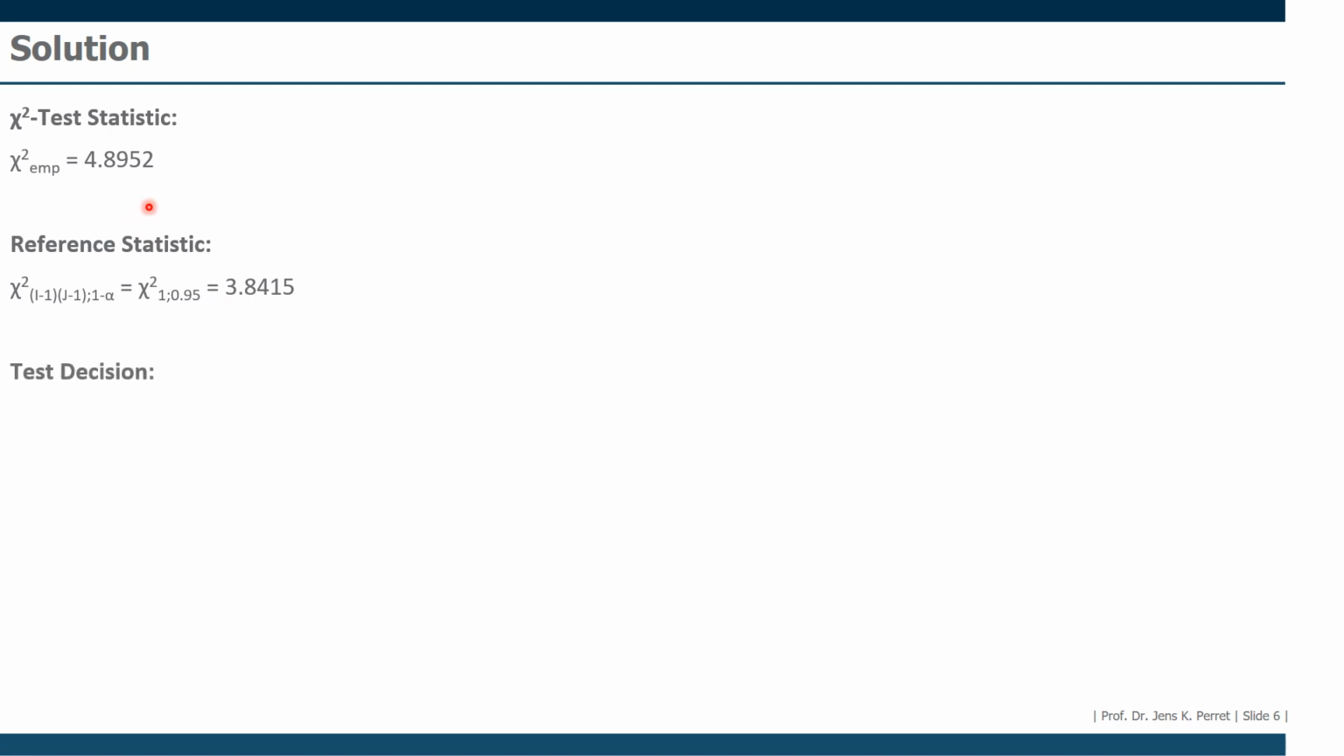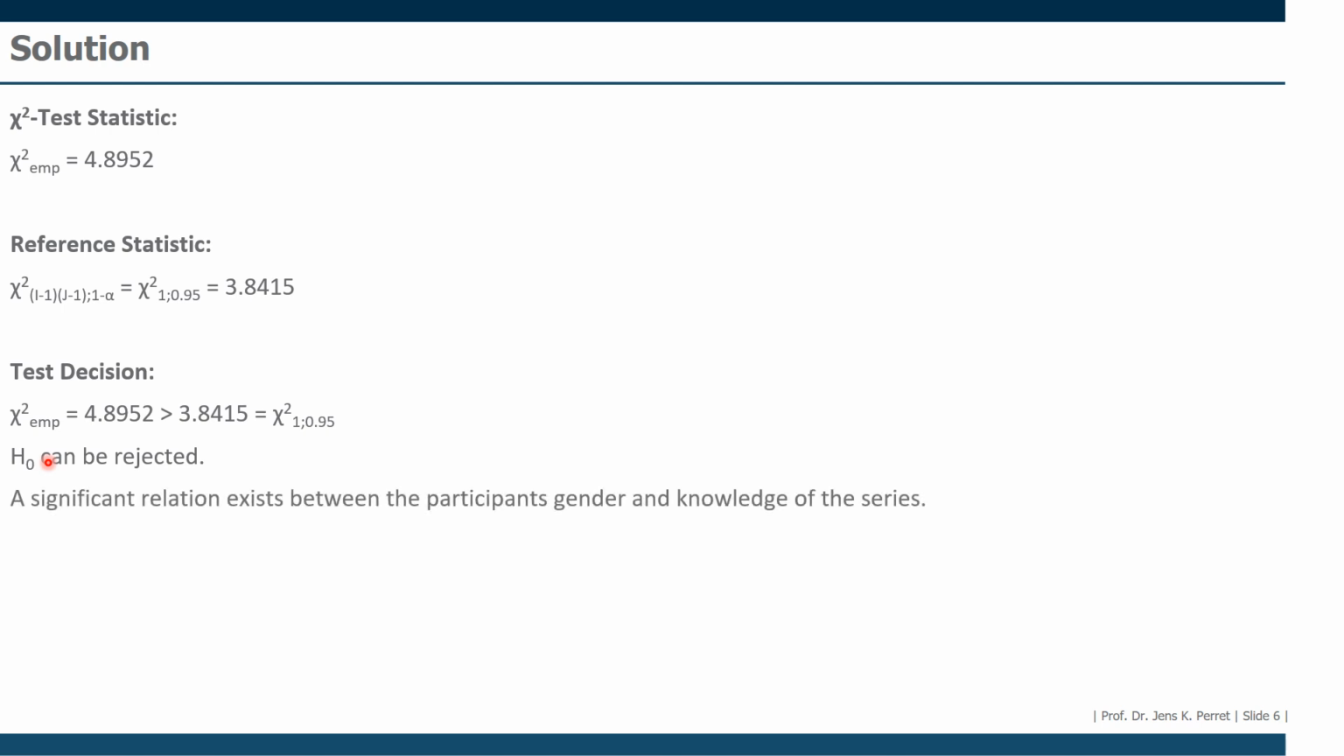So for our test decision, we're going to compare those 2 statistics. And we see in this case, the test statistic is slightly larger than the reference statistic. This means our H0 hypothesis can be rejected. H0 in the context of the independence test means there is no relation between the 2 variables. Since it can be rejected, the opposite is true, meaning there is a significant relation between the 2 variables, between participants' gender and their knowledge of the series. And well, that answers our initial question and concludes this exercise.